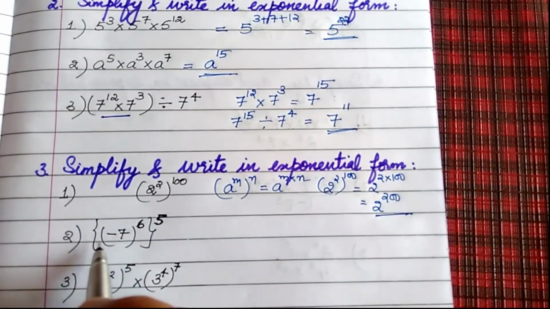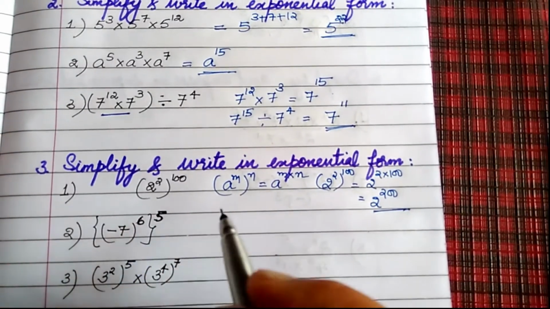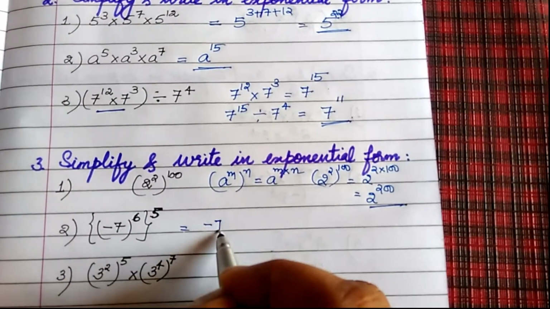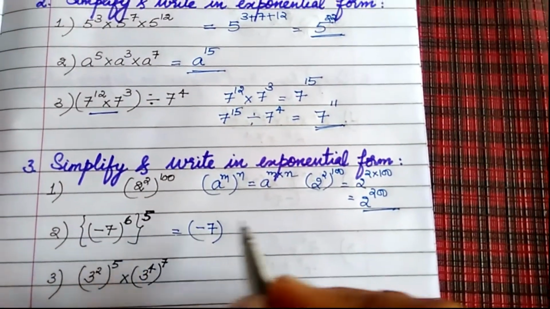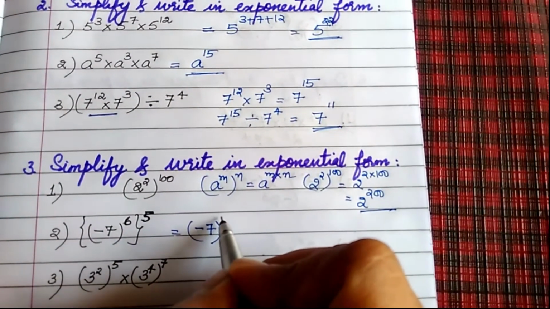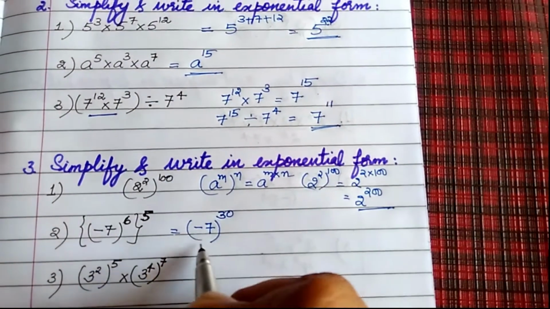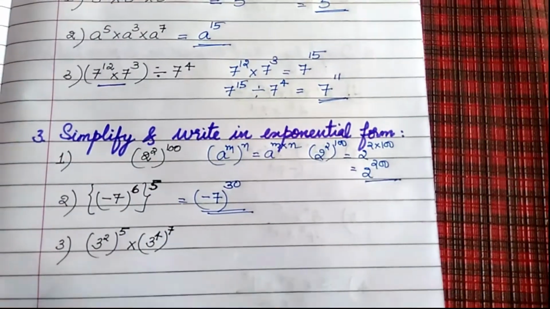Now next is minus 7 to the power 6 to the power 5. So it is minus 7, an integer, within the bracket. All integers are rational numbers. We are talking about non-zero rational number. 6 into 5 is 30. So answer is minus 7 to the power 30.